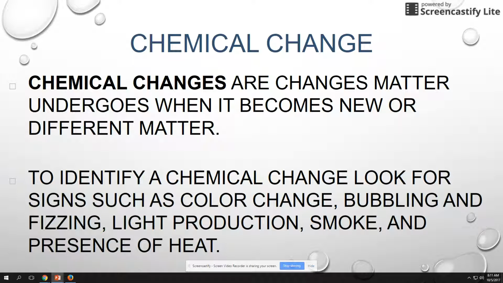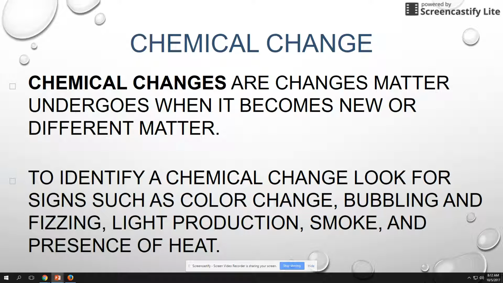Now, here we got chemical changes. Chemical changes are changes matter undergoes when it becomes new or different. A chemical change is when you have something that's new or different. You're going to identify a chemical change by looking for such signs as color change, if the change is going to change its color, bubbling and fizzing.